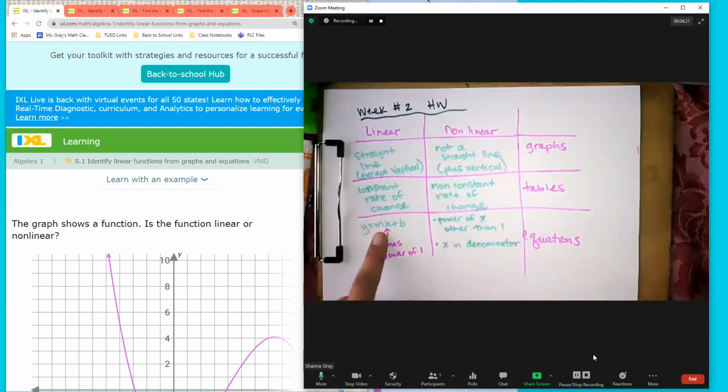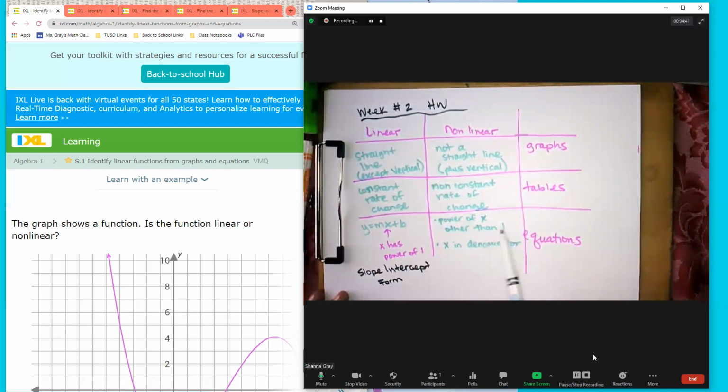And then equations, you may or may not have heard of this. This is called slope intercept form. But any equation that fits this model, y equals mx plus b, is going to create a straight line. And really what you're looking for, and most importantly, is that x has a power of 1. So if it's nonlinear, x will have a power of something other than 1, or sometimes it'll also show like x in the denominator, I've noticed on IXL, but those are ways to tell.